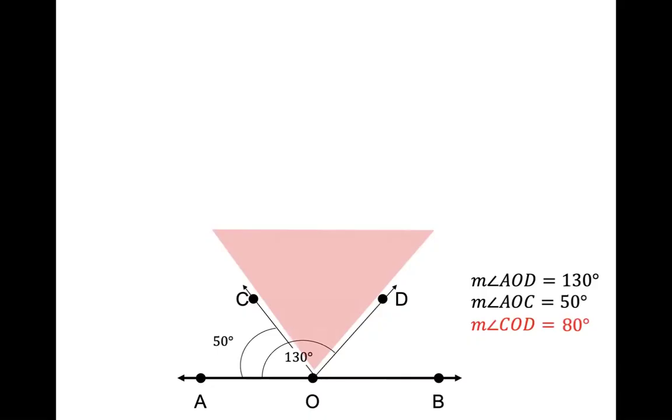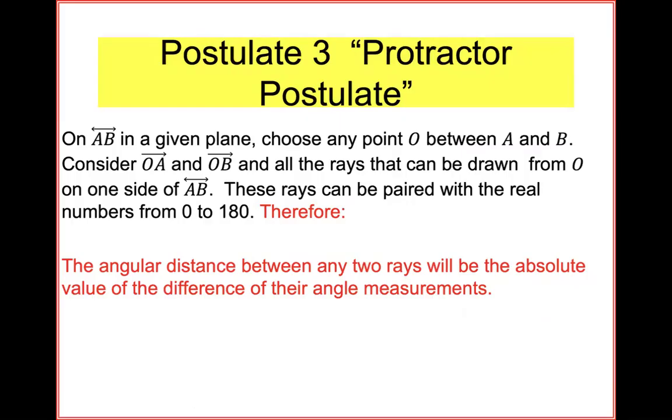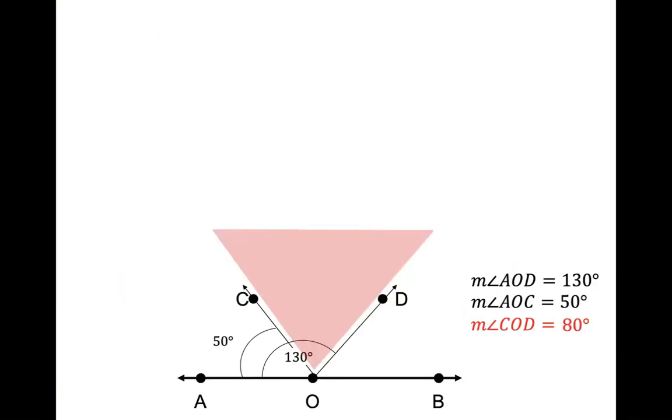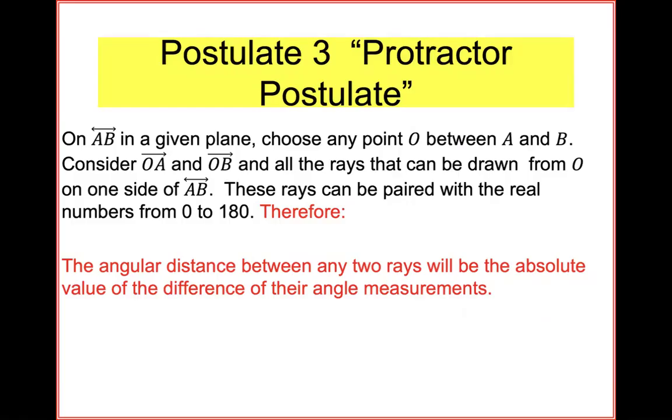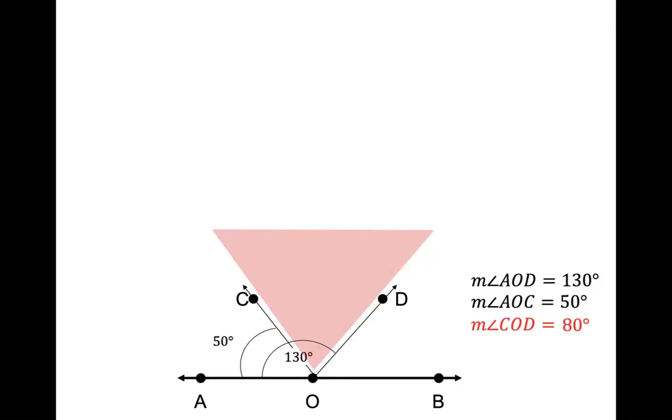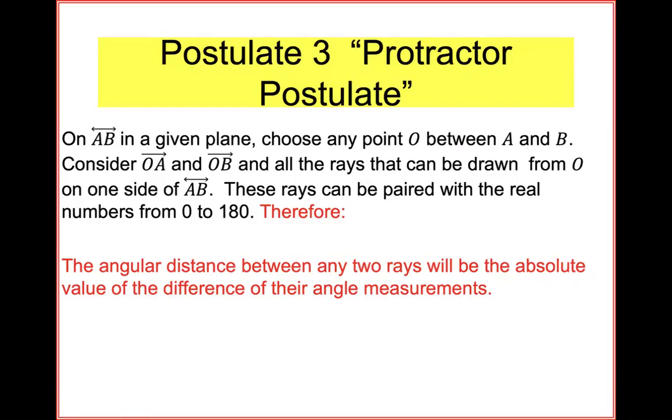There's going to be a couple questions tonight for homework where it looks like this, and they'll say, how big is an angle? And they'll give you two of the angles. You're figuring out the third one. You figure it out using subtraction. All right, so this is the part I want you to write down, the second part. The angular distance between any two rays. So the angular distance of COD between any two rays, notice those rays there, right? Will be the absolute value of the difference of their angle measurements. I'm going back one more time. So 130 and 50. So we take the absolute value of their differences. 130 minus 50 is 80.